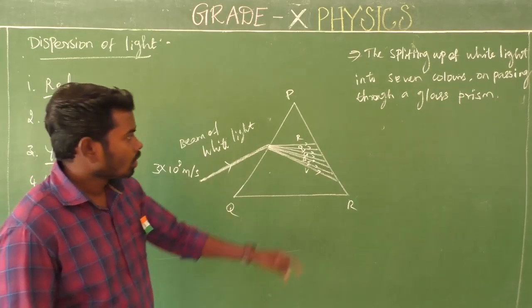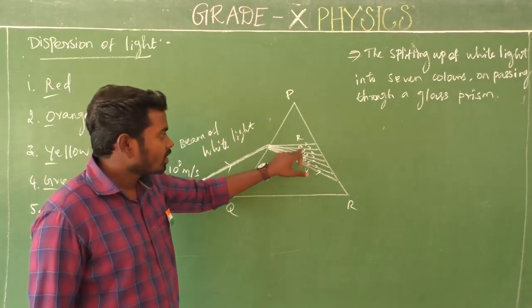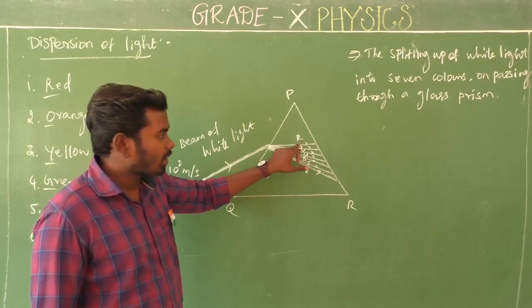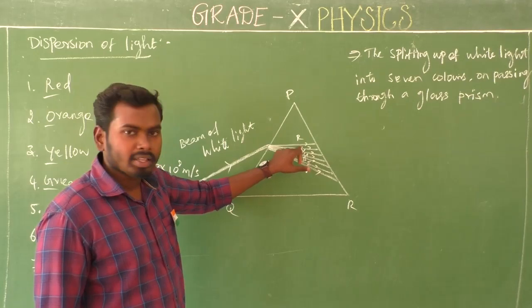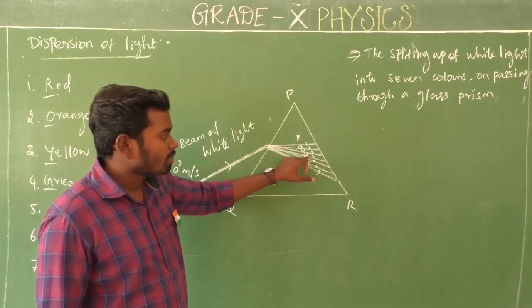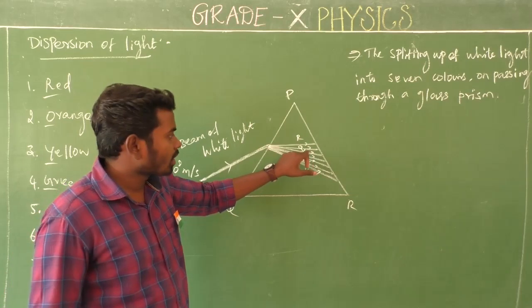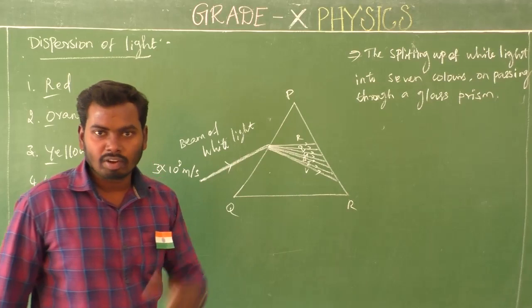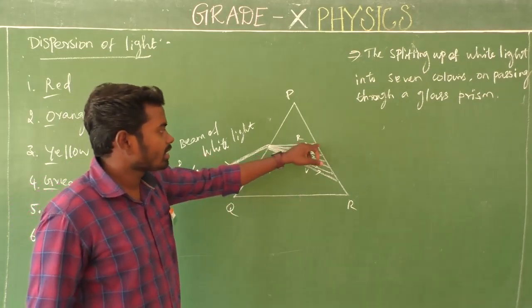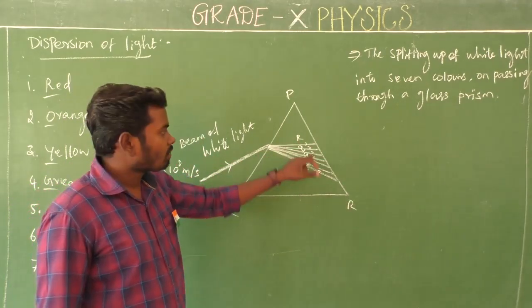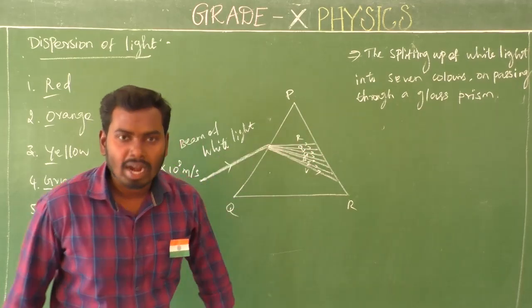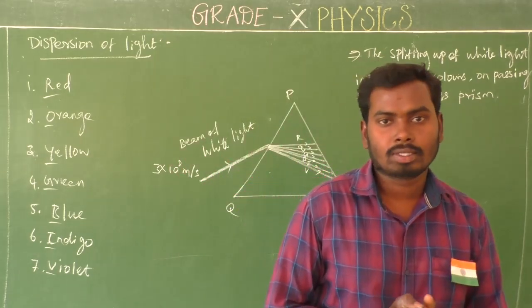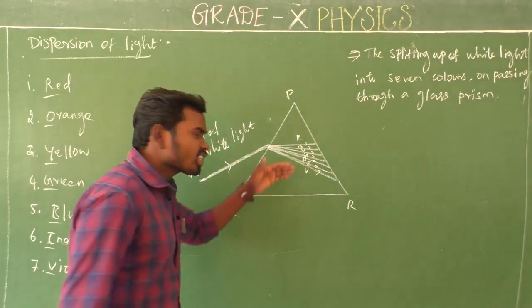Yes. So red color has maximum speed, then orange color has lower speed than red, then yellow color has lower speed than red and orange, then green color has lower speed than yellow, orange and red, and it goes on like this. It is a decreasing order from red. So that is the reason why white light splits into 7 constituent colors. Is it clear? Yes.